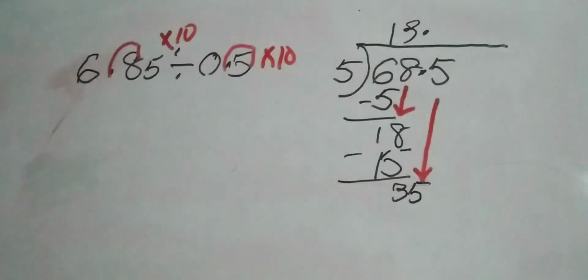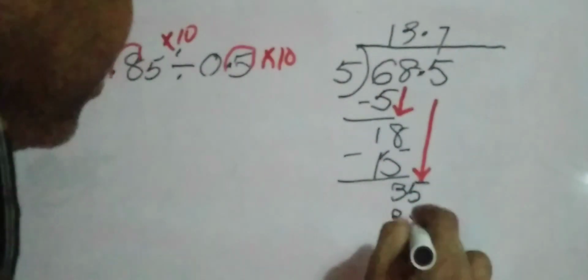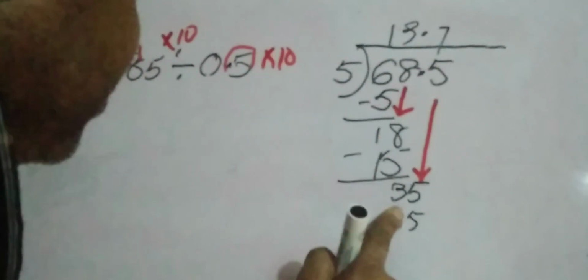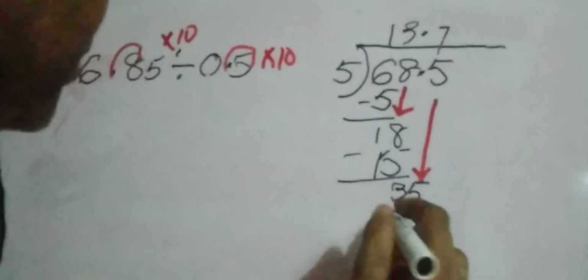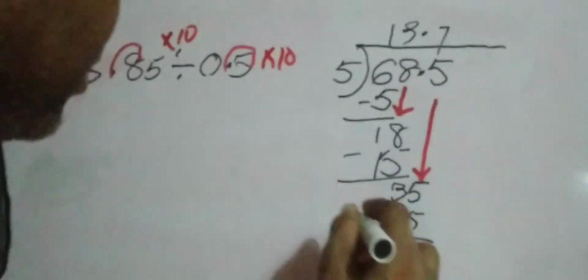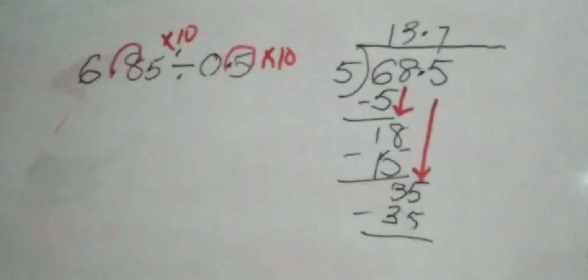So we're going to say 5 into 35, and that goes 7 times. 5 7s are 35. And 35 from 35 leave nothing. So therefore, our answer is 13.7. Let's move on to another one.